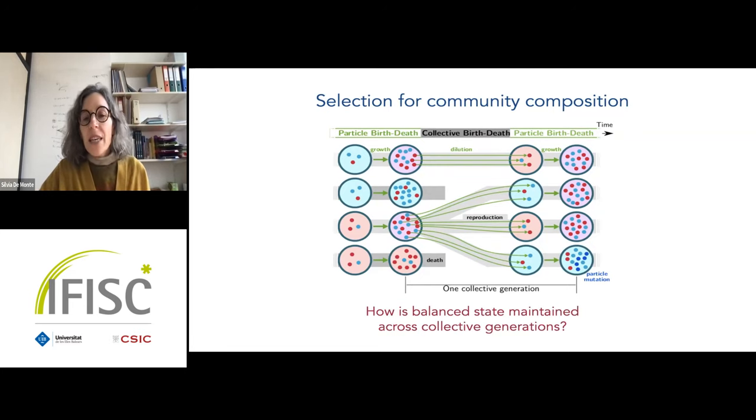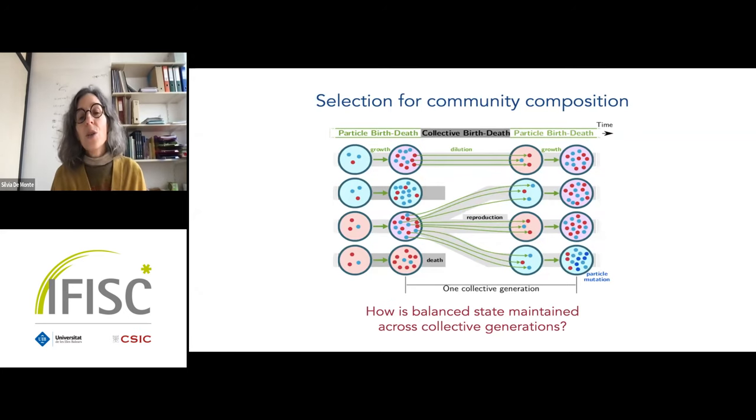So the question here is, if you want to maintain this purple color, how do you maintain it? So one way to maintain it. First of all, I would like you to notice that in the moment in which you dilute down, for instance, you take this collective, you dilute it down and you let it grow again, you are not guaranteed that the collectives in the end will have the same color as the parent collective.